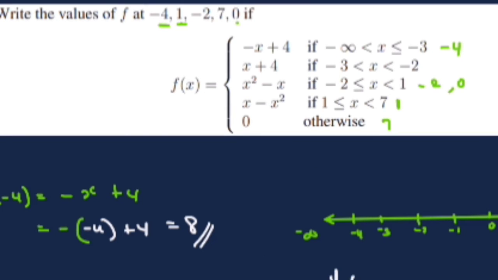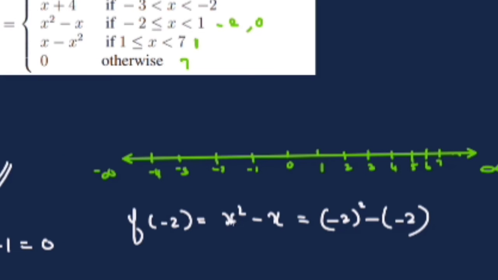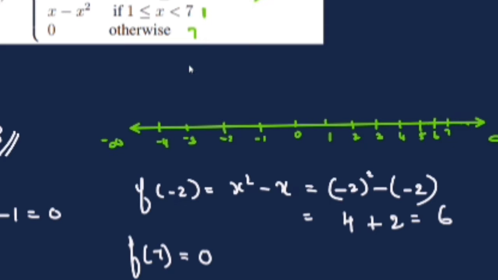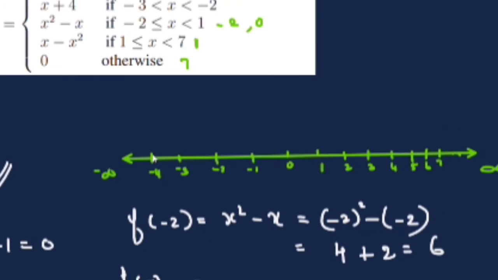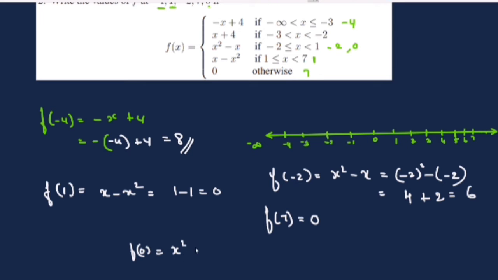F of minus 2. Which one will you write for minus 2? X square minus x. So that is minus 2 the whole square minus minus 2. So minus 2 the whole square is 4 plus 2. Outside, now f of 7, 0. Okay. Then you have f of 0. F of 0 is which interval? X square minus x. 0 only. So 8, 0, 0, 6, 0.